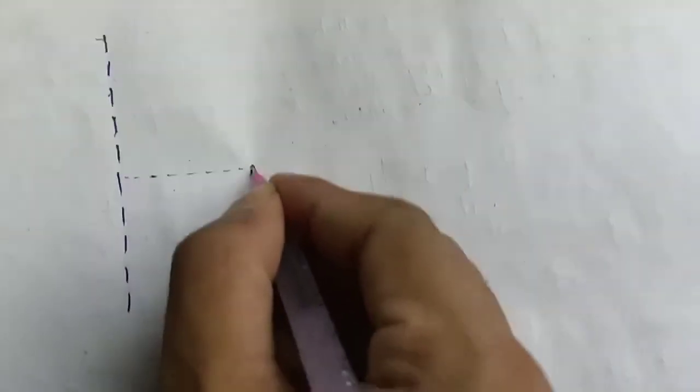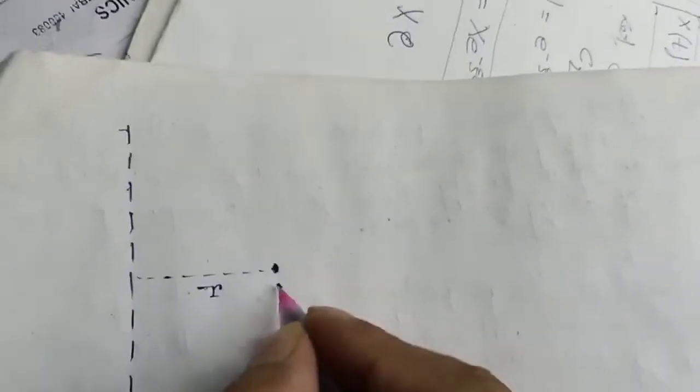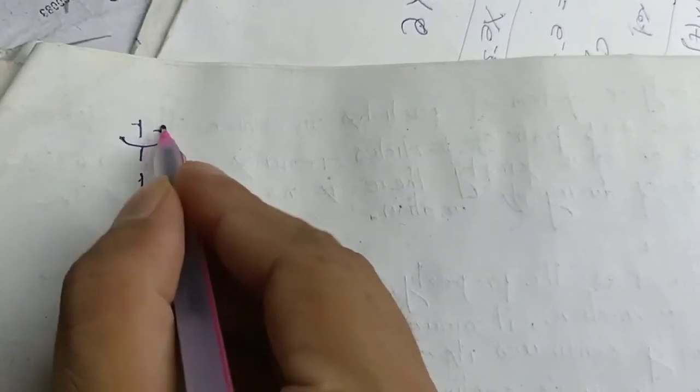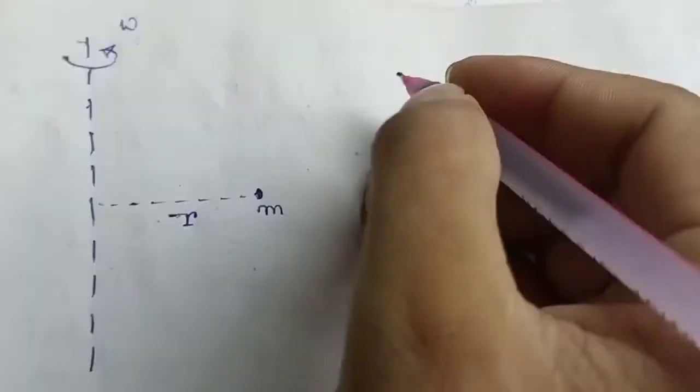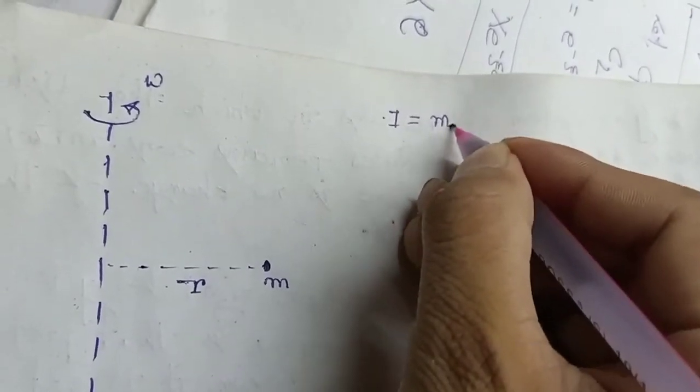The definition of moment of inertia. In that case, let this be a fixed axis, and there is a particle at a distance r from the fixed axis, and the mass of the object is m, and the object or body is rotating with a fixed angular velocity omega. Then its moment of inertia is defined as I equal to mass times the square of the distance, m r square.